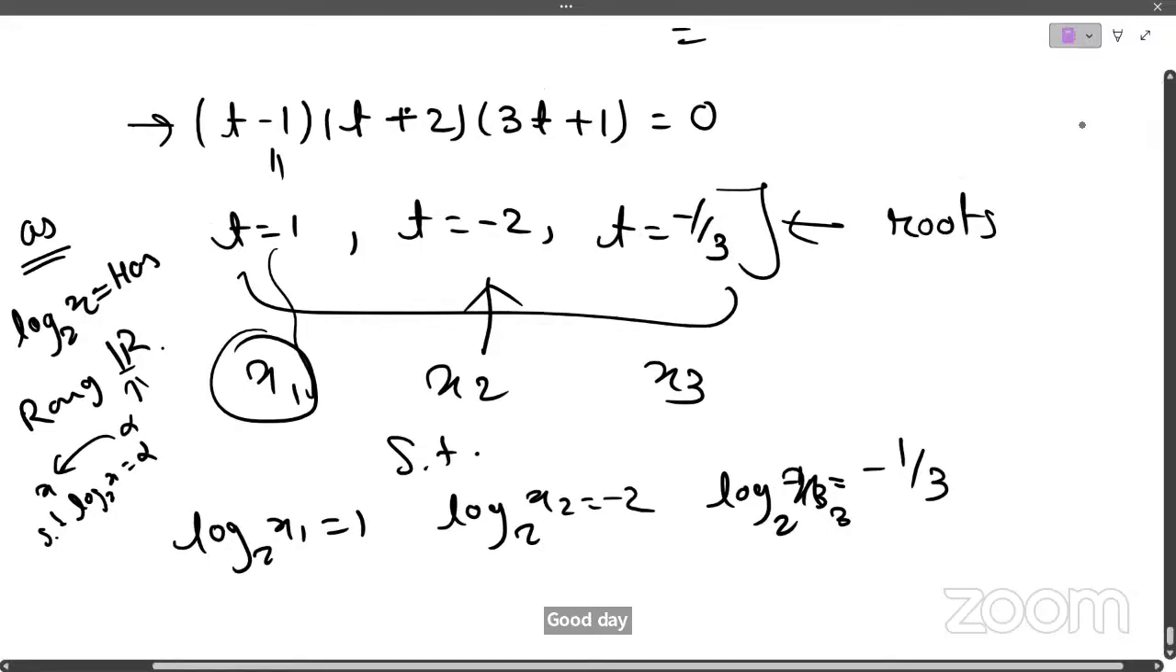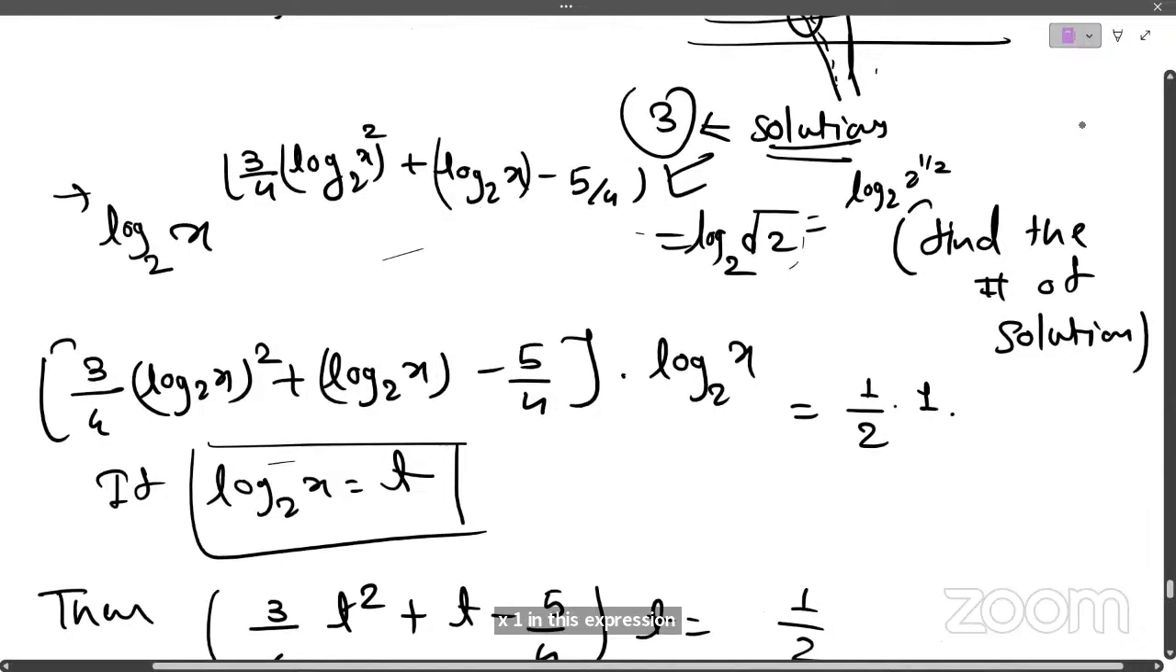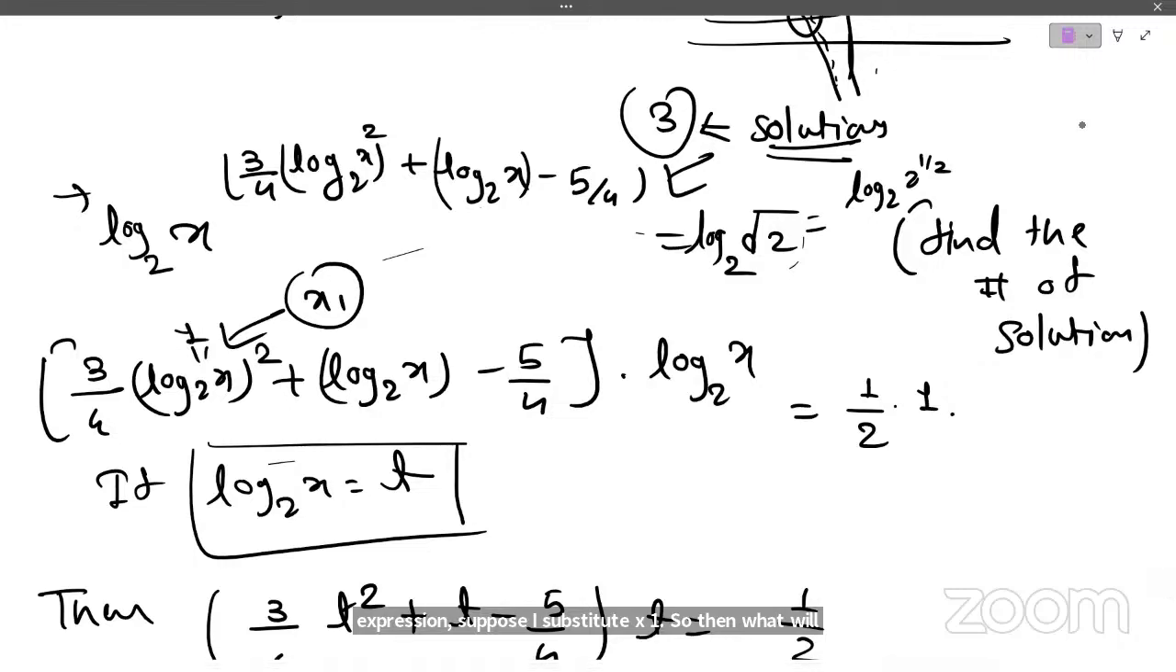So if I substitute this x1 in this expression, then what will log base 2 of x1 become? This will become 1. And I know that 1 is the solution of that cubic polynomial. So it will again become 0. So that means x1 will satisfy our given expression. Got it? Yes, ma'am. Got it. Yeah, correct. Fine.